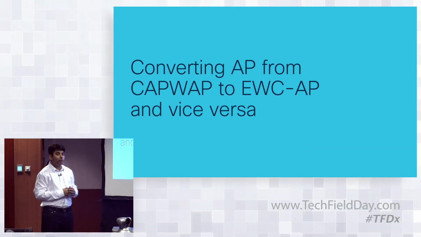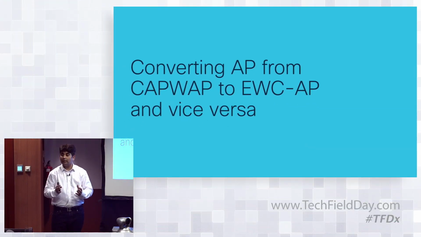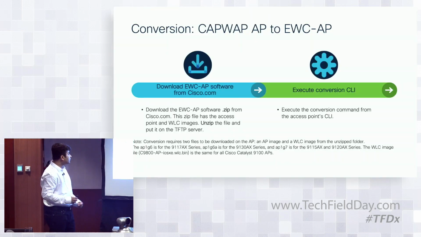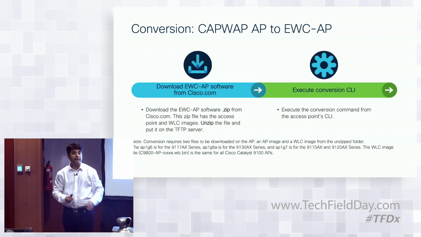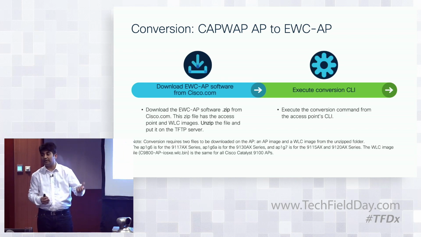Now the last section which I want to talk to you about is how you can convert this embedded wireless controller into a regular CAPWAP access point, if you want to make it join a regular appliance-based or virtual controller. It's a very simple process. You download the EWC AP software from cisco.com. It's a zip file, unzip it. You will find a controller image and an AP image.